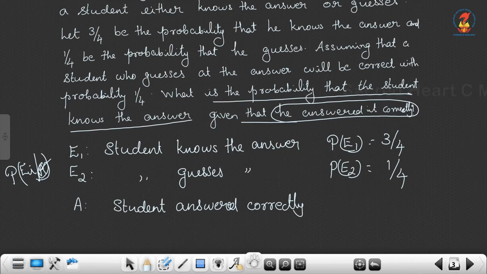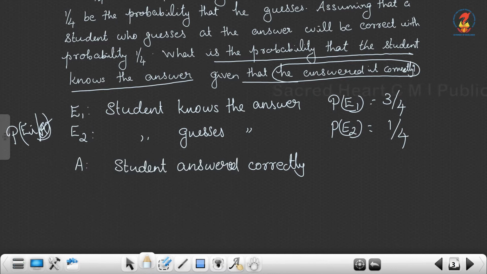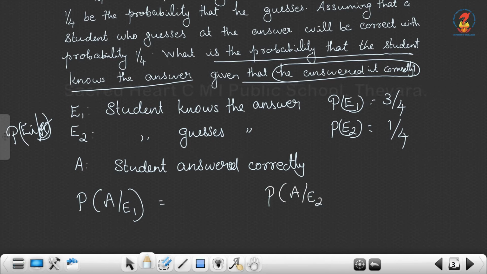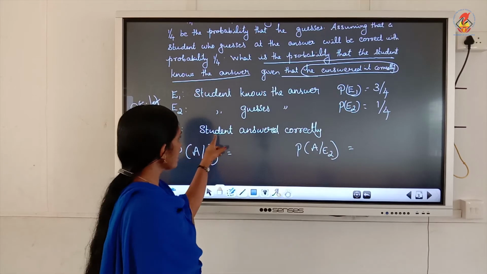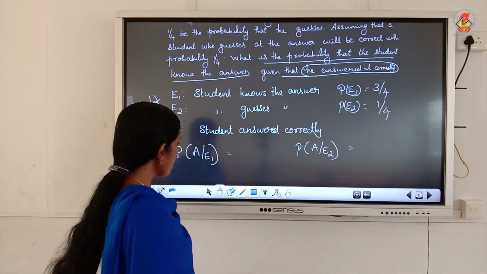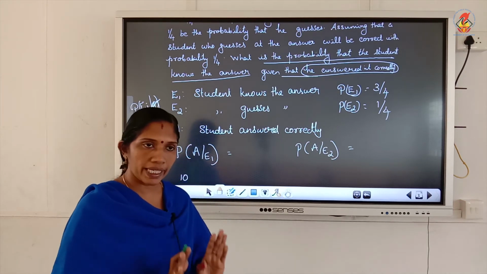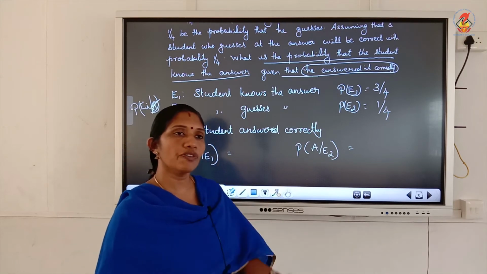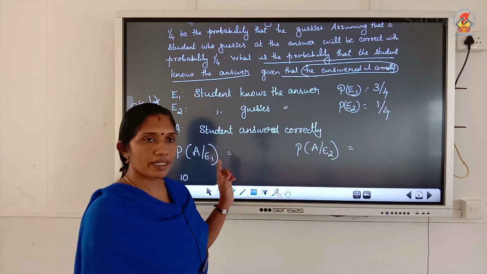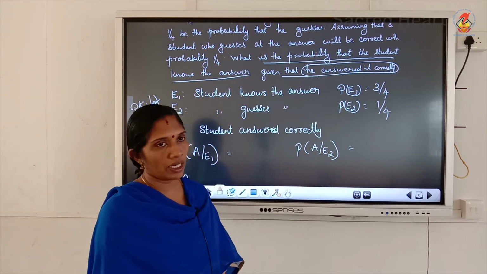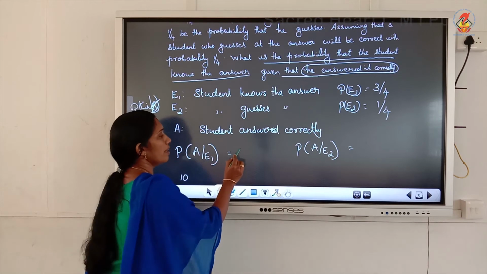Now what is the probability that P of A given E1, P of A given E1 and P of A given E2? What is the meaning of A given E1? E1 means student knows the answer. A means the answer is correct. Suppose there are 10 MCQ questions, and the student knows all the answers. So the number of correct answers is 10, that is 10 out of 10. So its probability is 1.